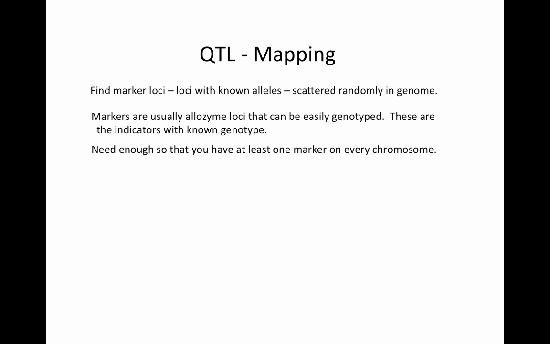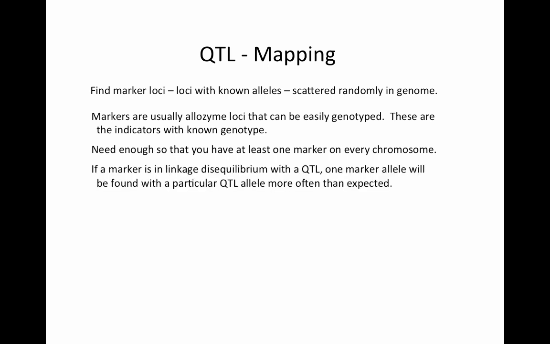You need enough of these markers so that you can be reasonably sure that one of them is going to be close to one of your QTLs. So you want to make sure that each QTL has a marker nearby that's going to identify it. At the very minimum, you need to have one on every chromosome. Best case scenario is that you have markers pretty densely throughout the genome to be able to clearly identify as many of these QTLs as you possibly can. If a marker is in linkage disequilibrium with a QTL, then you know that one marker allele will be found with a particular QTL allele more often than expected by chance.